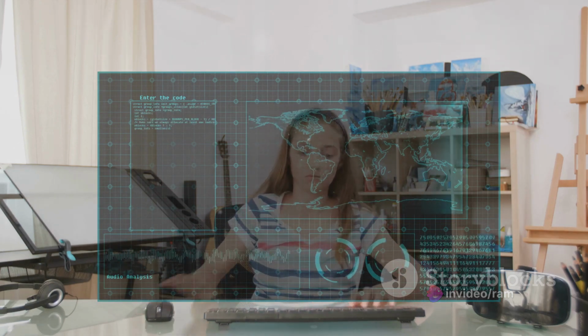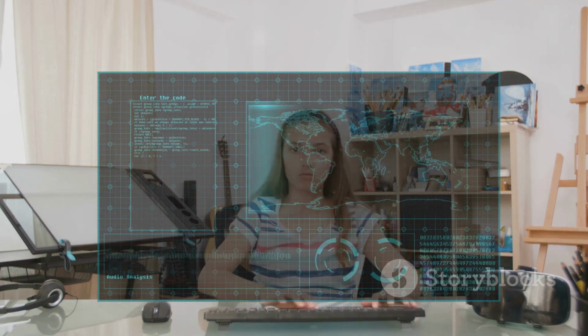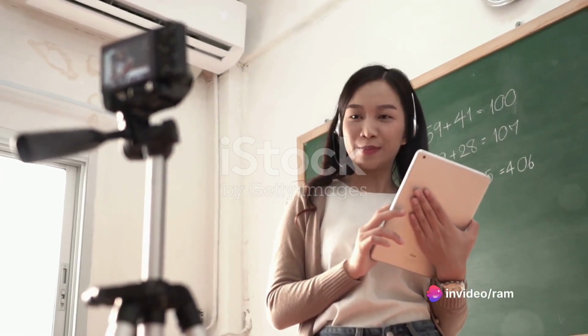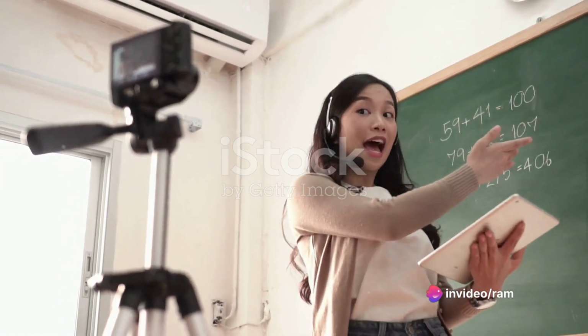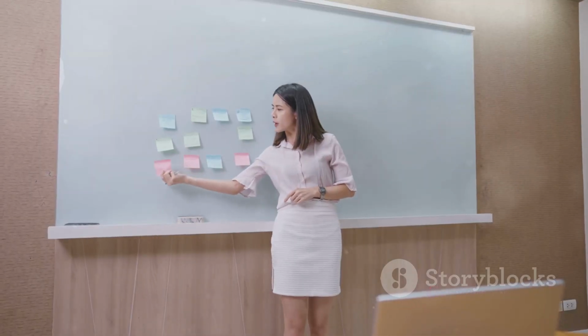Show a split screen. On the left, show a traditional classroom setting. On the right, show an individual studying at home on a computer. Narrator. Historically, learning about AI has been confined to university classrooms, requiring significant time and financial investment.